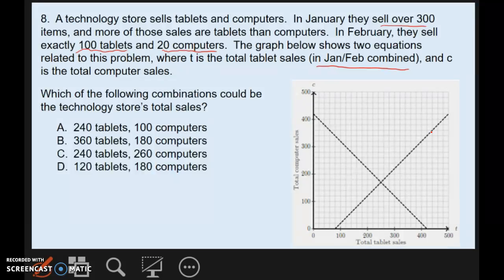So January and February total sales combined. We know in January they sold 300 of something. We don't know what. But in February we sold another 100 tablets, so that's 400, and another 20 computers, 420. So they're going to sell more than that because January sells over 300 items. So that line would represent that because our intercepts are 420. So that would be this guy right here.